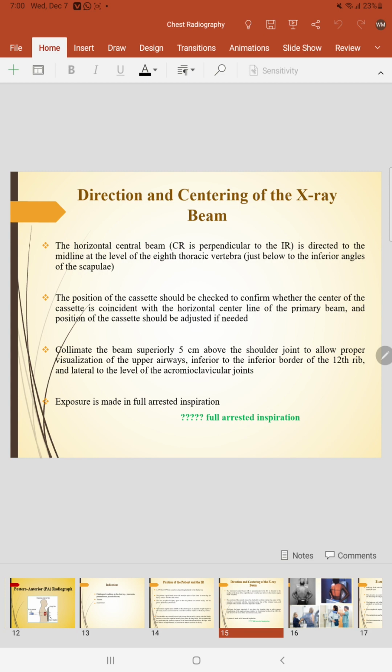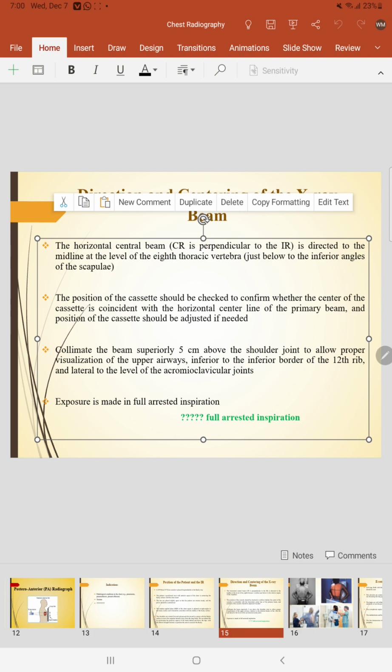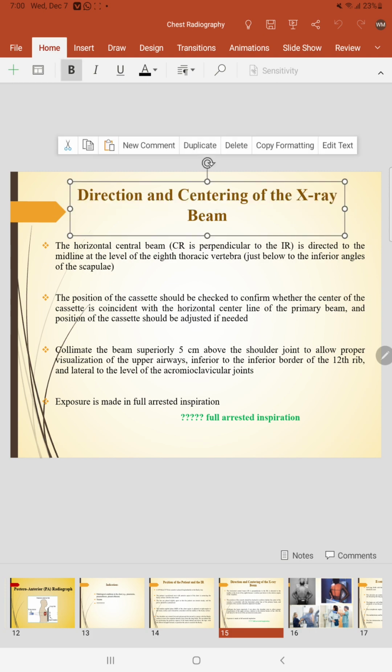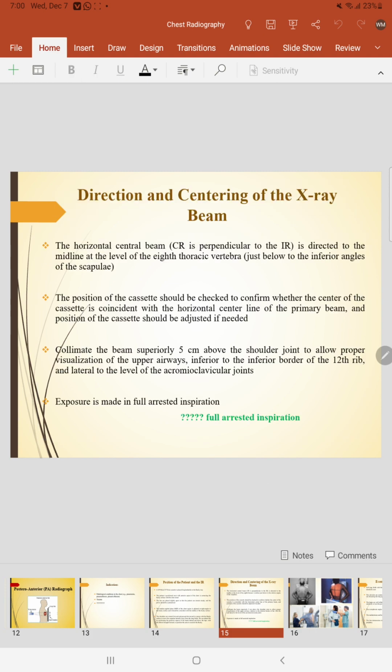Then direction and centering of the X-ray beam. The horizontal center beam CR is perpendicular to the image receptor and is directed to the midline at the level of the 8th thoracic vertebra, just below the inferior angles of the scapulae.